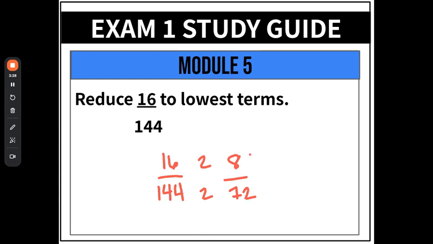Okay, now since these are both still even, we know that we can continue to divide both top and bottom here. So let's just go ahead and keep dividing by 2. It's going to be 4 over 36. And now we also know that here we could keep dividing by 2, but we know that both of these are divisible by 4.